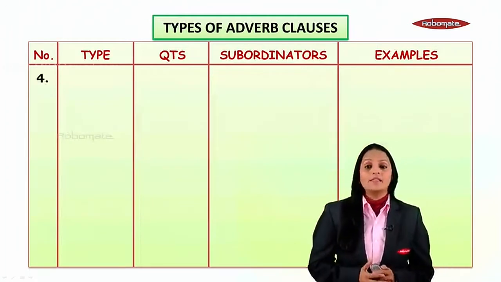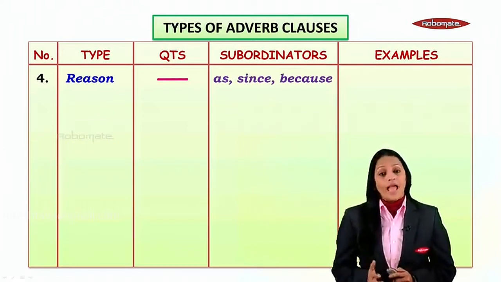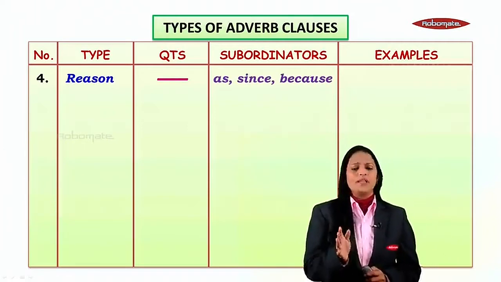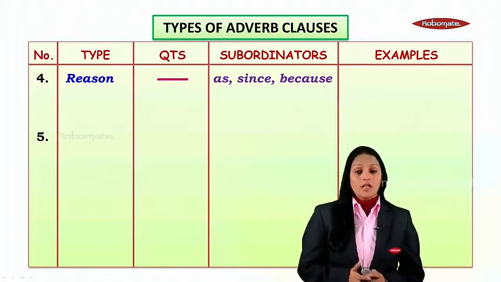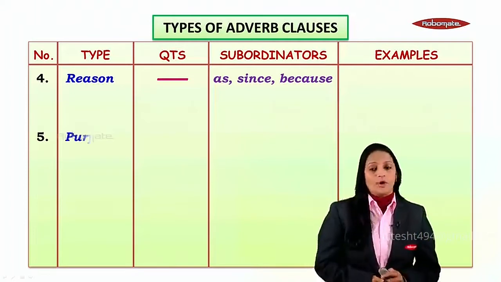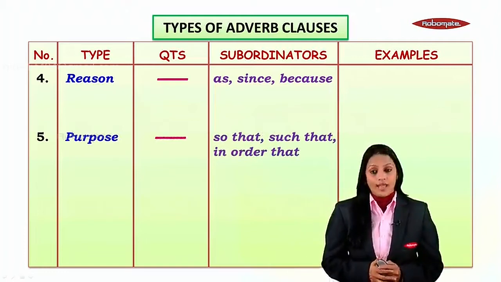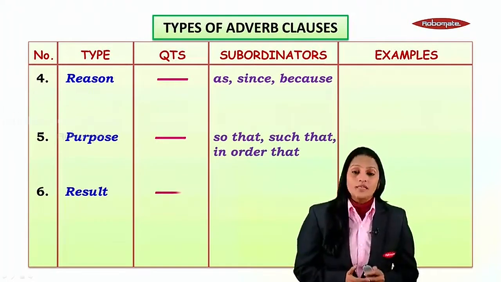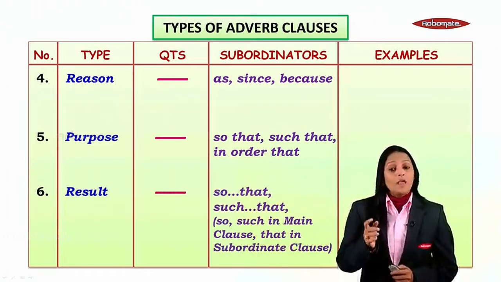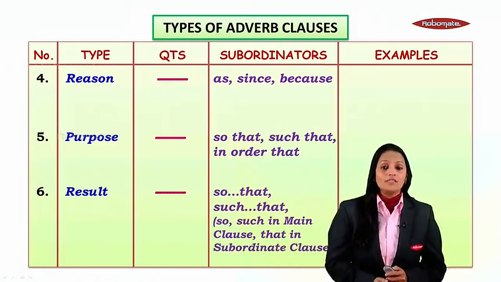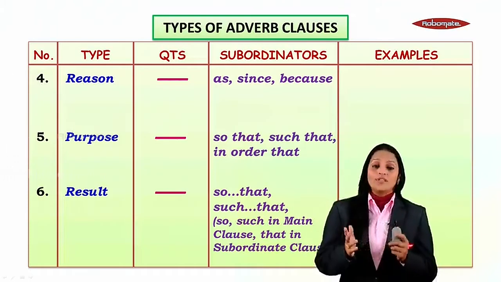So first, let us learn the subordinators. 1, reason. What are the subordinators for reason? As, since, because. Simple students. If you read it 3-4 times, you will learn these subordinators. So as, since, because. Let us take an example. But then before that, let's first check all the subordinators. We have purpose, and for purpose we have so that, such that, in order that. Then we have result. Here we will have so ... that and such ... that, meaning so and such will be in the main clause and the that will be in the subordinate clause. That is why the dots, to separate the two.